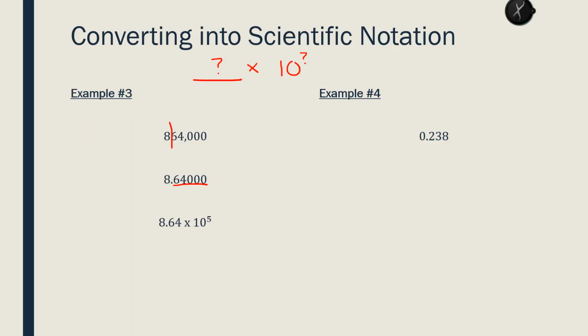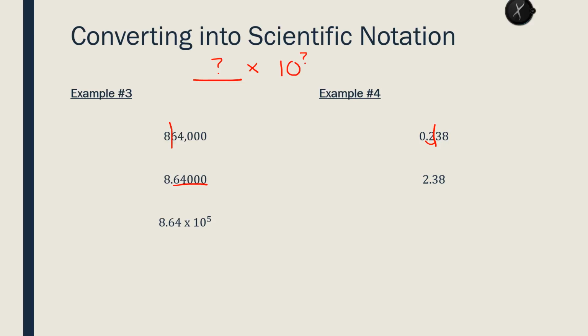Okay, so 0.238. Again, we want to make this a number between 1 and 10. And if I draw a line right here, that number will be 2.38. Now, you can see how many times did I just move the decimal? I only moved it once. Okay, so that's important to note that even though there's a 0 here, that 0 didn't have a decimal before it. So we really just moved the decimal place once.